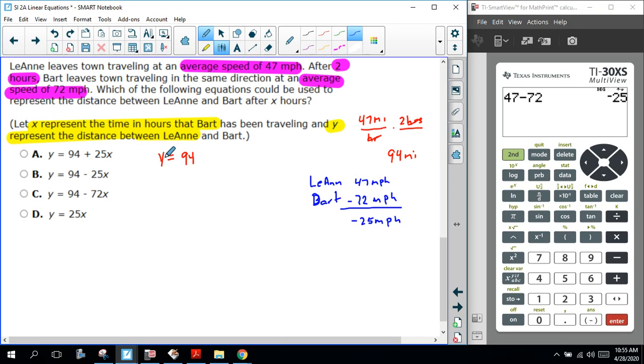So y, the distance between, is 94 miles, minus 25 miles per hour, or every hour. And remember that x is representing the hours, so 25 miles per x. So the equation here is going to be y is equal to 94 minus 25x.